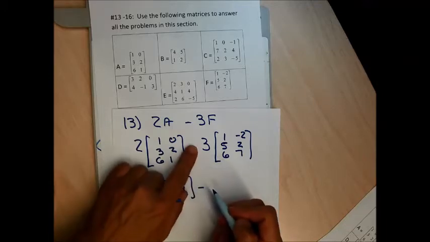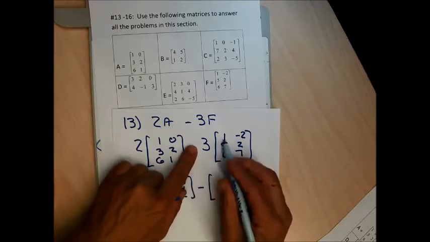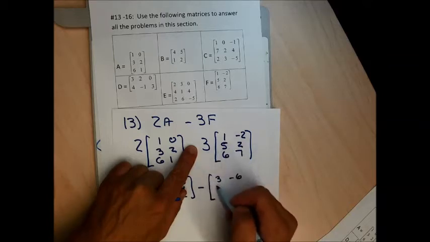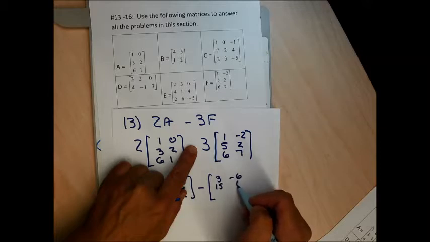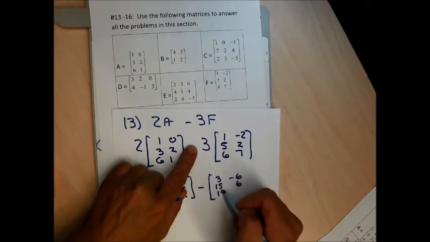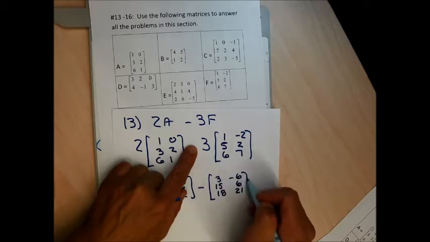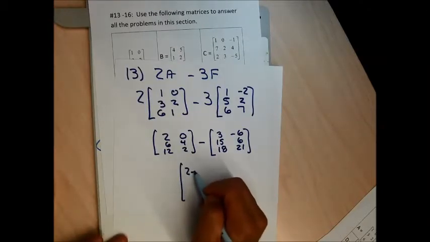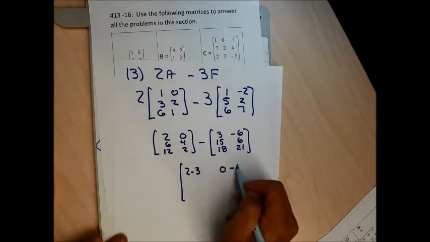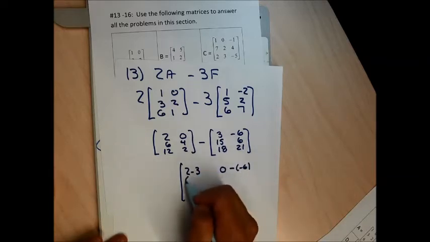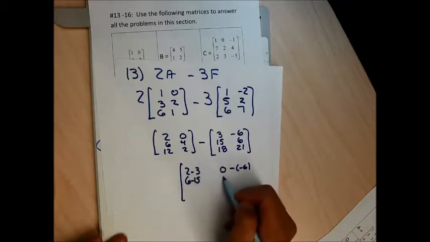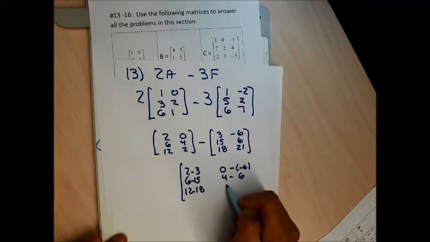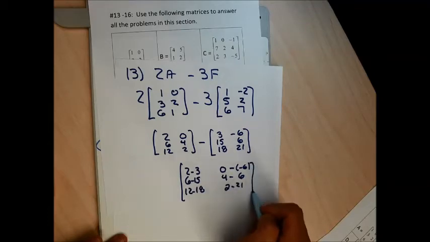Multiply everything in the second matrix by 3. Leave the negative out there. 3 times 1 is 3. 3 times minus 2 is minus 6. 3 times 5 is 15. 3 times 2 is 6. 3 times 6 is 18. 3 times 7 is 21. Now subtract them. That's going to be 2 minus 3, 0 minus negative 6, 6 minus 15, 4 minus 6, 12 minus 18, 2 minus 21.